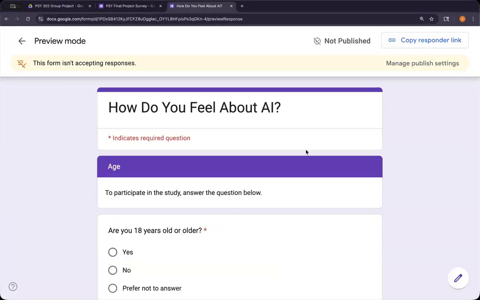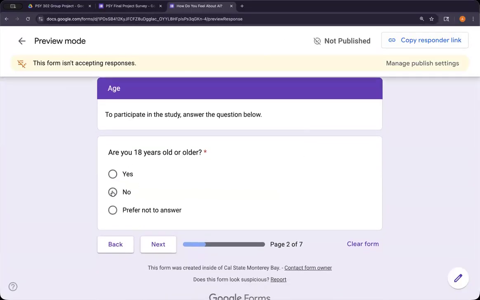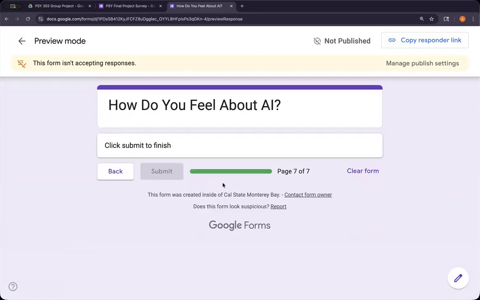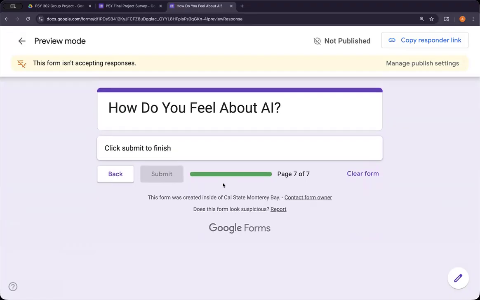So what this will look like is if they say no to are you 18 years or older, it's just going to send them to the end of the survey. And that's it for your options there. So make sure again that you have this set up for anything that is required for them to stay in your study.